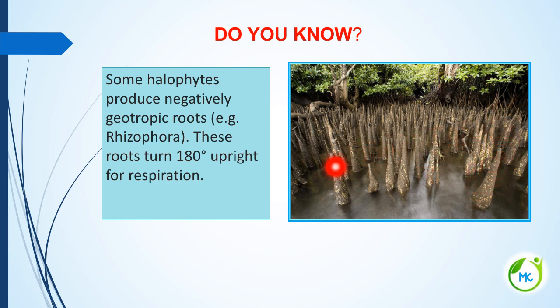So these are the roots of the halophytic plants. So why do they develop such an adaptation? Because in the marshy environment, they cannot get the air. So these plants develop the upright roots so as to breathe.